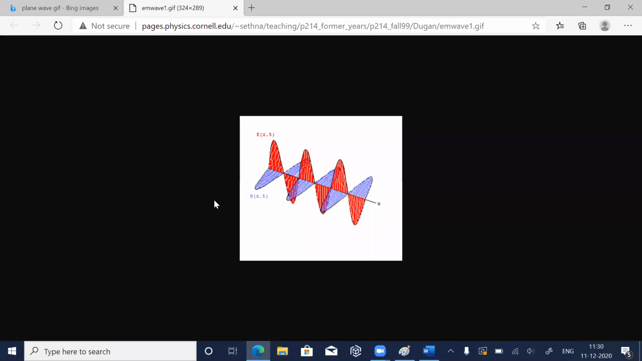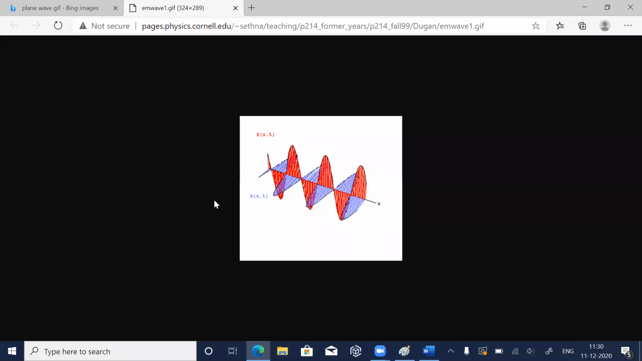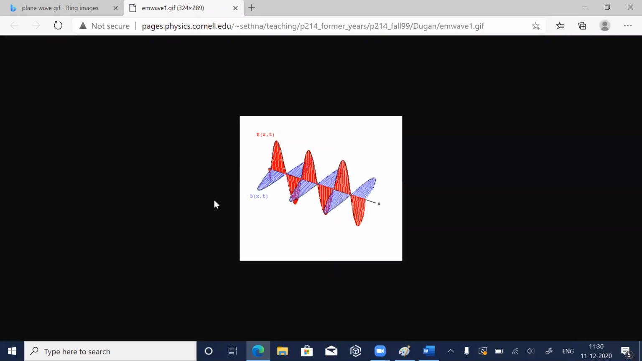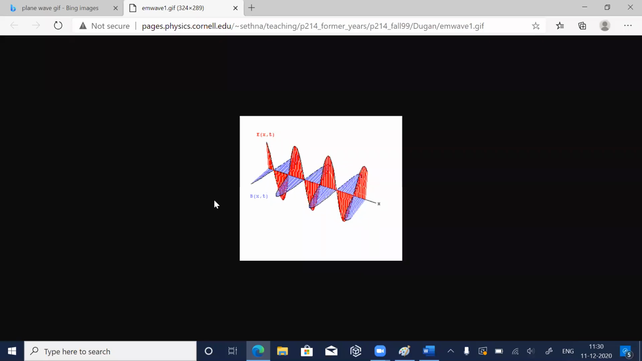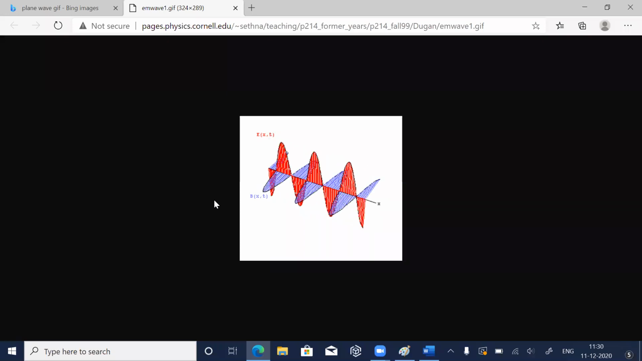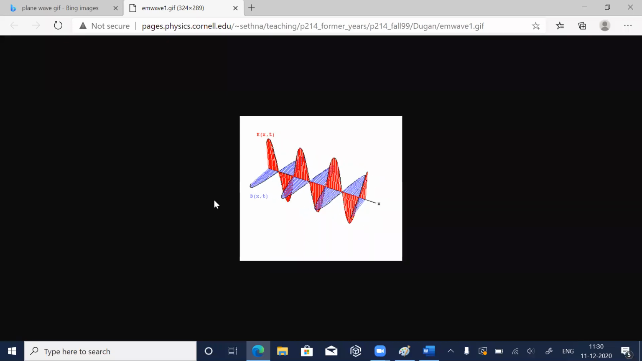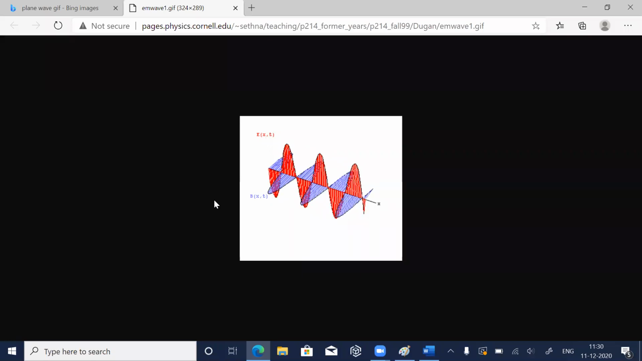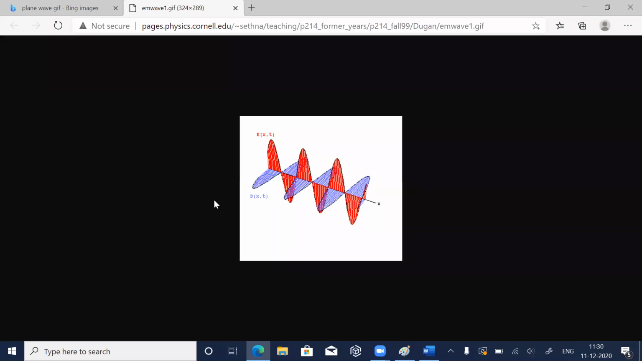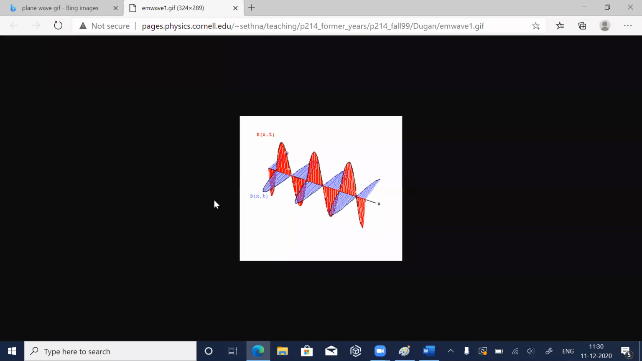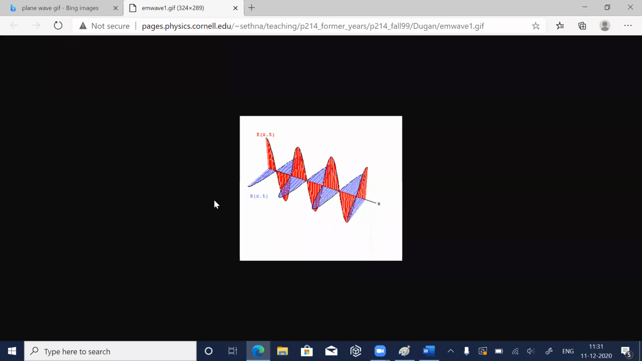Are you seeing this? Yes, sir. What are you seeing now? You're seeing a red wave and a blue wave. The red wave is the electric field and the blue wave is the magnetic field. Are you able to see this animation? Yes, sir. Now we want to show only the red wave and again that magnetic wave individually.